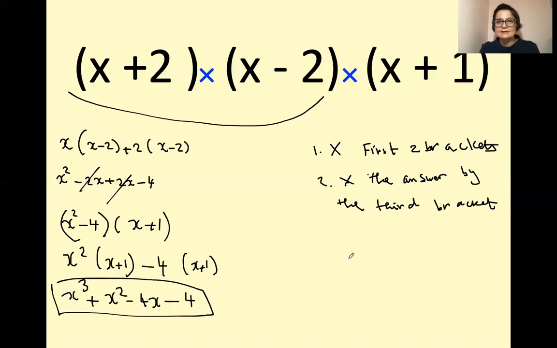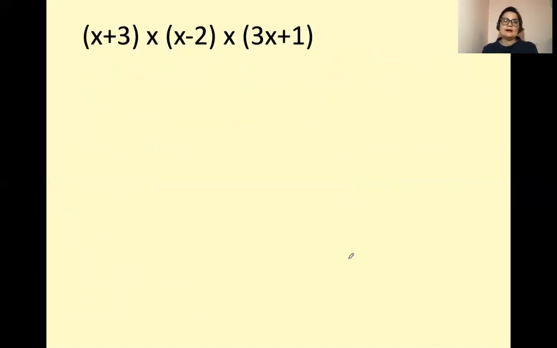Let's have a look at another example. Here we have x plus 3 that multiplies x minus 2 multiplies 3x plus 1. Again, I'm going to choose the first two brackets and ignore the third one. So I will have x, the first term, multiplies the whole second bracket, x minus 2, plus the second term, plus 3, multiplies the whole second bracket.